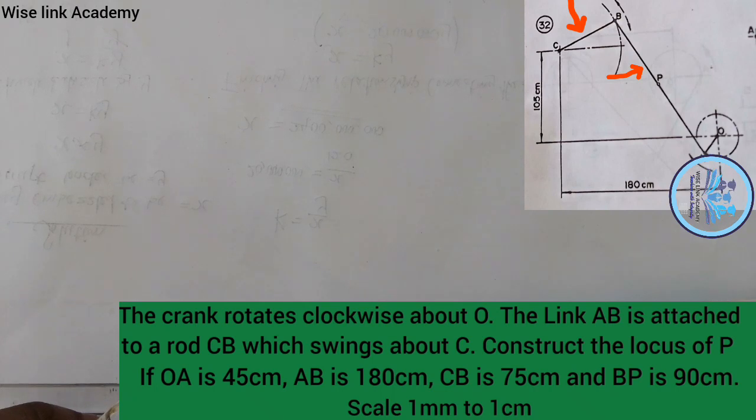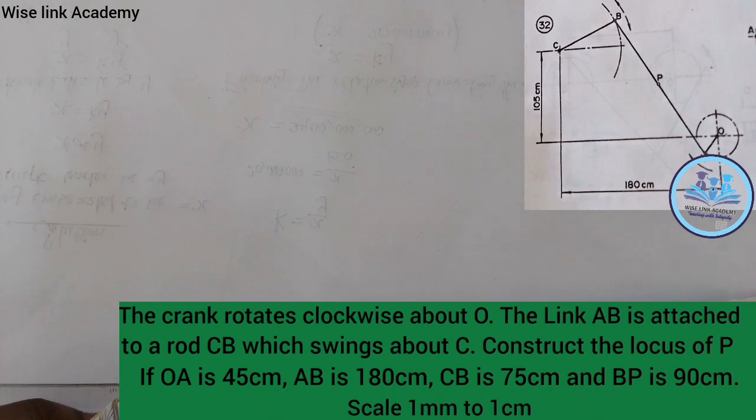As you can see, that link AB is attached to rod CB. That's the rod CB, as you can see at the right corner of the screen, swinging about C. That is, the rod CB is swinging about C. It simply means going up and down about C.